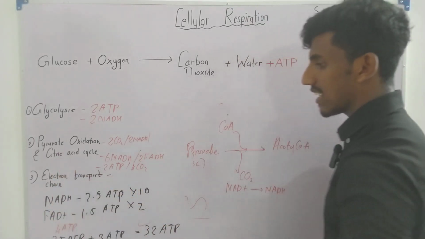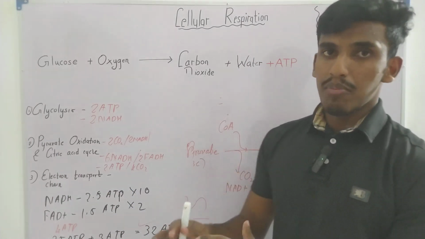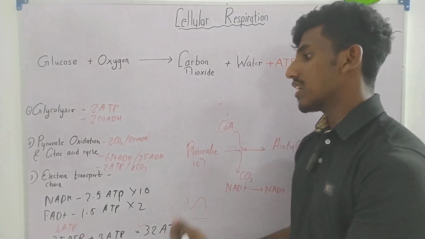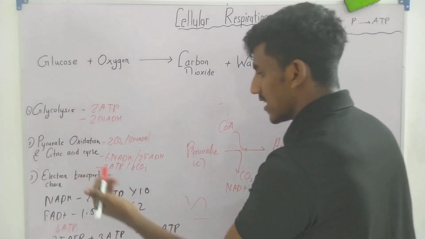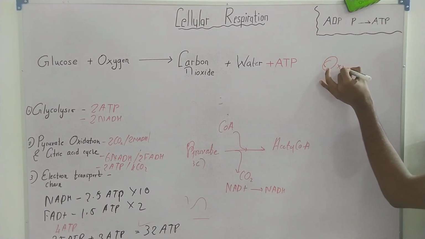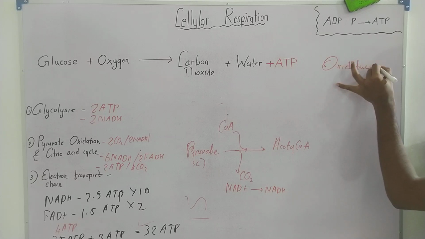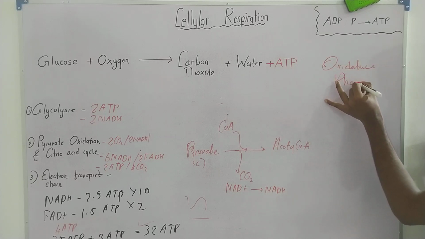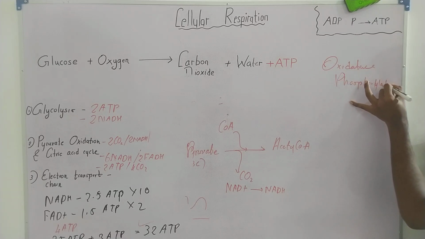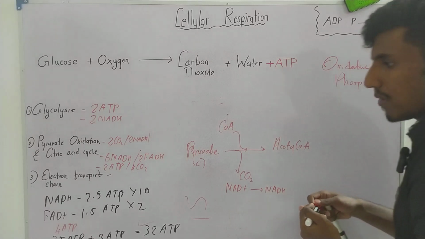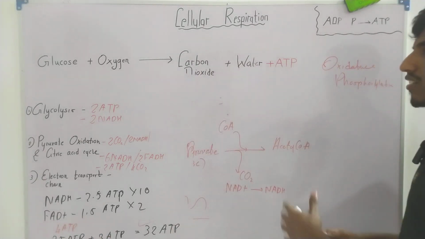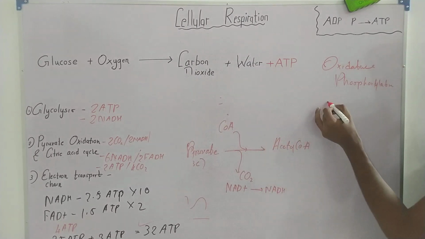Producing ATP using NADH and FADH2, we call it oxidative phosphorylation, which occurs in the electron transport chain. So, we call it oxidative phosphorylation, right? But the 4 ATPs that were produced here were produced by substrate phosphorylation.